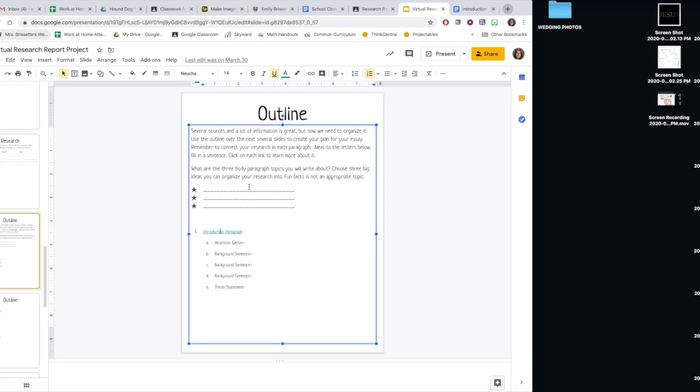Your first job is to figure out what you want your 3 body paragraphs to be. Looking at your research, do you have a lot of information about 3 main topics that you could write your body paragraphs about? For example, maybe you researched historical scientists that go with your topic. Maybe you talked about the functions of how your topic works, and then maybe your third one is how you apply it. So let's say I'm talking about gravity, like I said before.